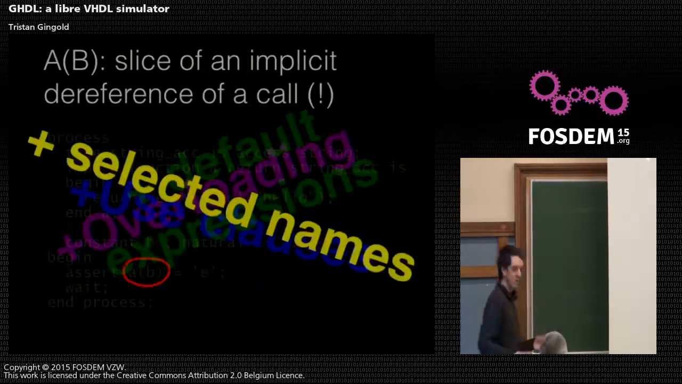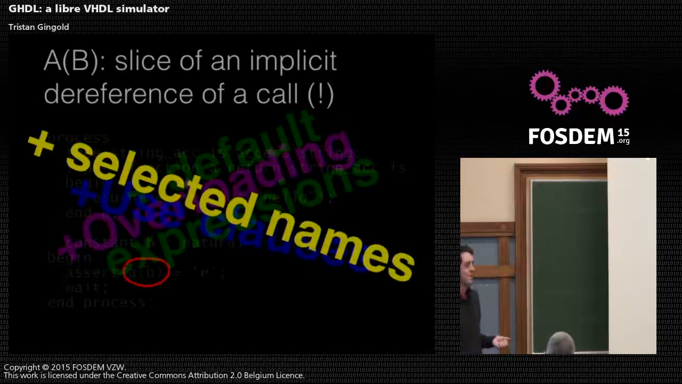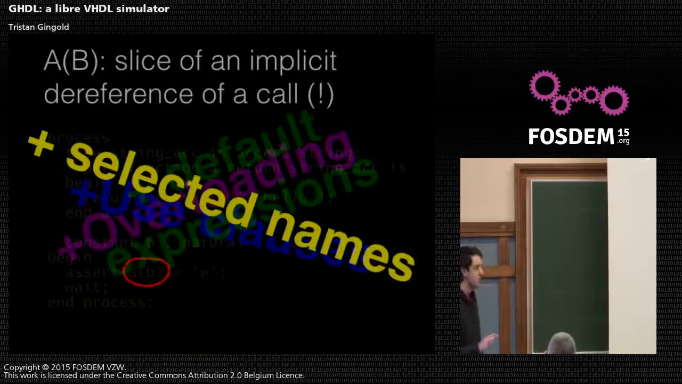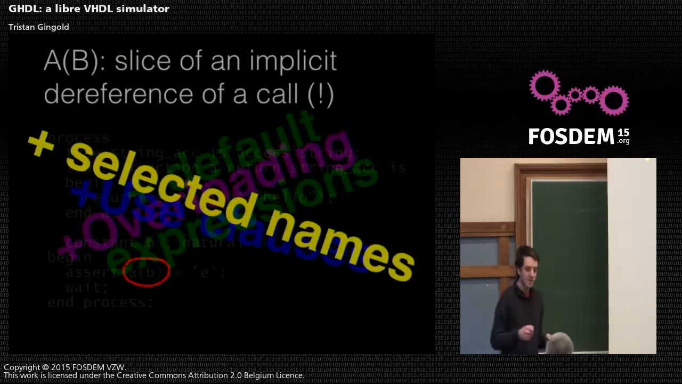And there are also ambiguities on selected names. Sometimes selected names select an element from a record. Sometimes it's an expanded name, so it selects a declaration from the scope. So that's what makes semantic analysis a little bit complex. And I think the result in GHDL is quite good. Well, I try to follow the standard very closely.